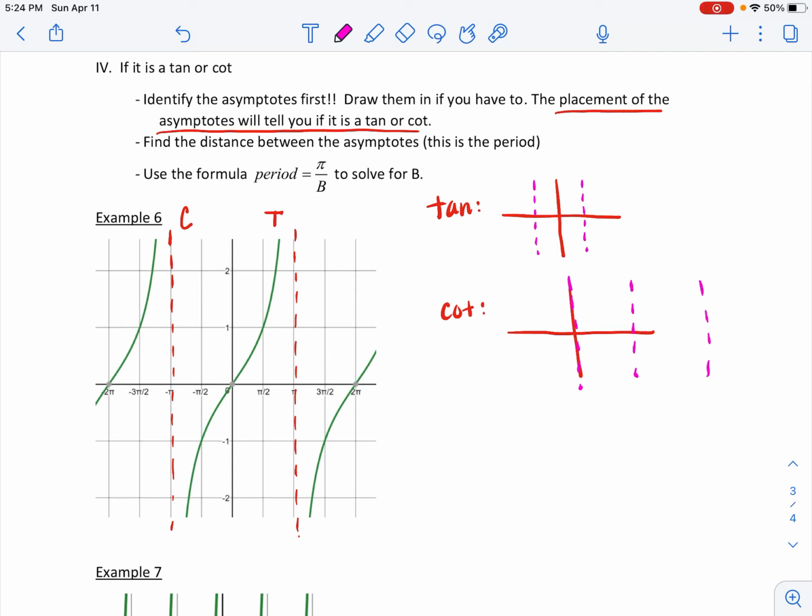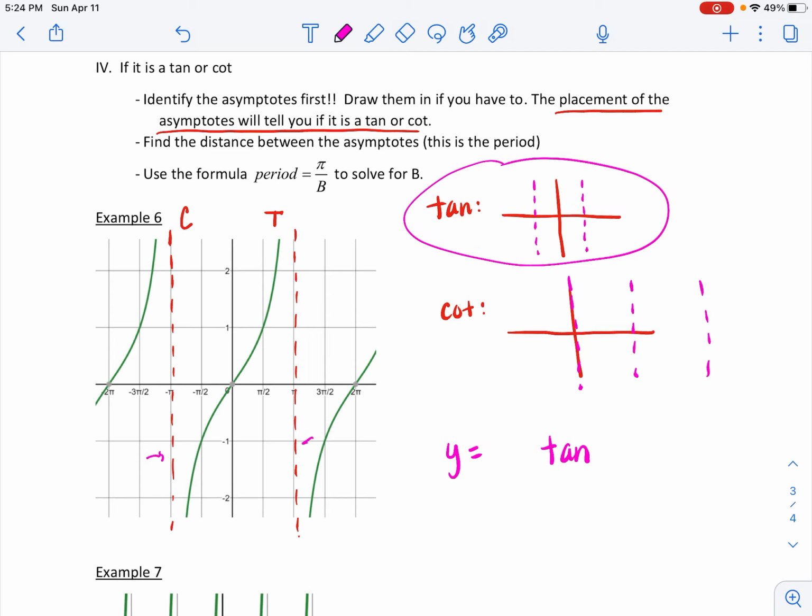Do we have an asymptote on the y-axis? No, we have one to the left of the y-axis, one to the right of the y-axis. We've got ourselves a tangent graph. Okay, so let's go ahead and write that in because I'm really excited here. So we have a tangent graph for sure. Now, is it going to be a positive or a negative tangent graph? I'm not so sure yet.